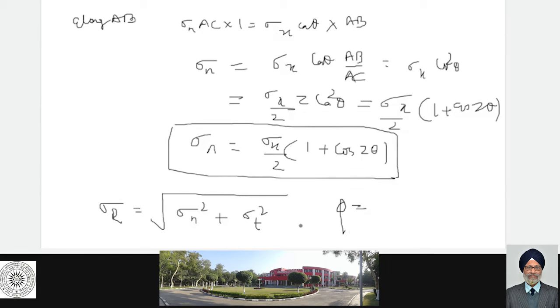So this will give us the resultant, and the direction will be phi equal to tangent inverse of sigma tau upon sigma n. So this way we can find out the resultant stress acting on a plane in the case of a stress which is acting in the uniaxial system.